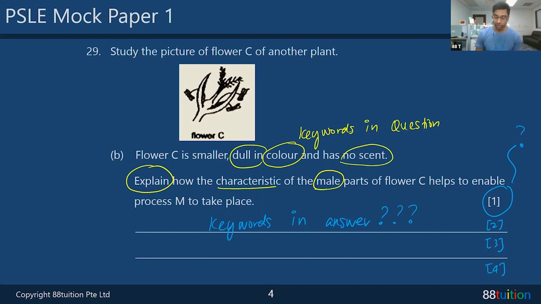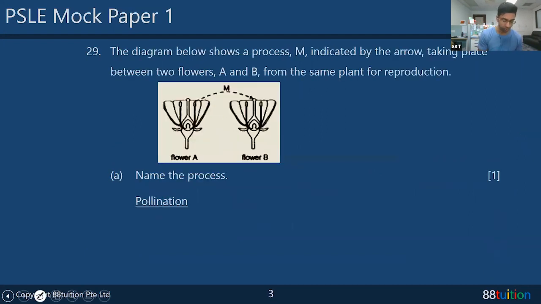For what? Enable process M to take place. Hey, what is this M? Who knows what is process M? Suddenly talk about process M. I don't see any process M here. Because in the question paper, there was a part A. And in part A, you really talk about process M. Remember here? Process M. See here?